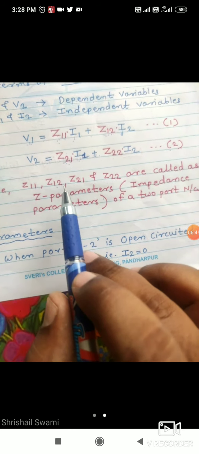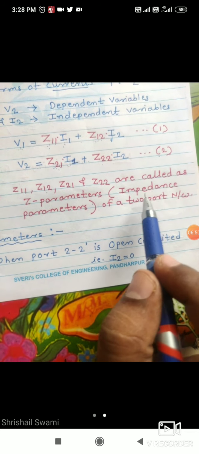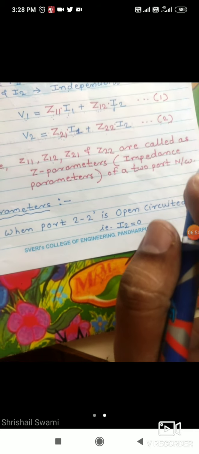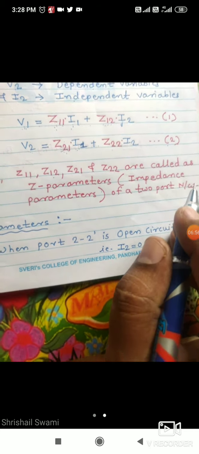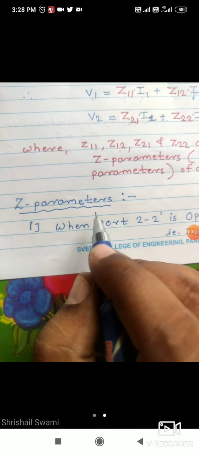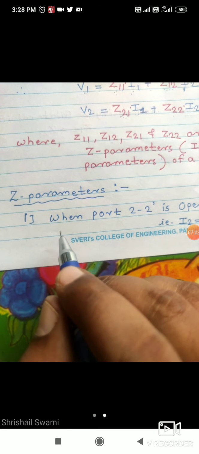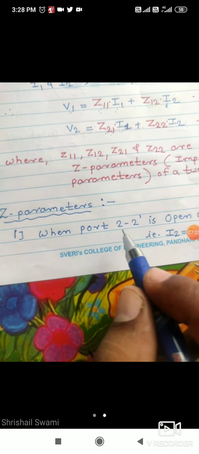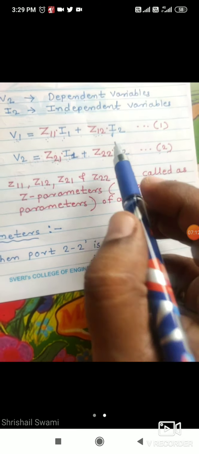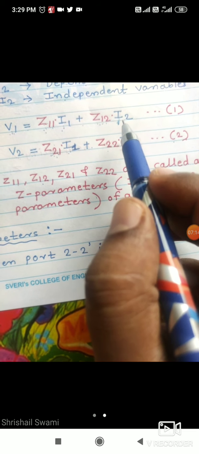We know Z is nothing but V upon I. We know why it is called impedance parameters, but the question is why it is called open circuit impedance parameters. So we will see why it is called so. How we are going to find out the Z parameters, we will cover. When port 2-2 dash is open circuited, that is I2 equal to 0, I already discussed this in the introduction part of this subject.